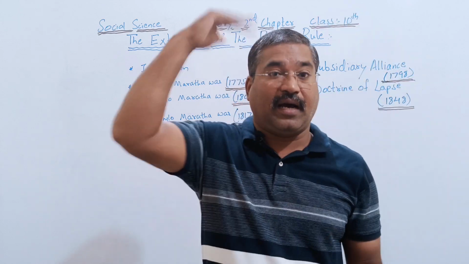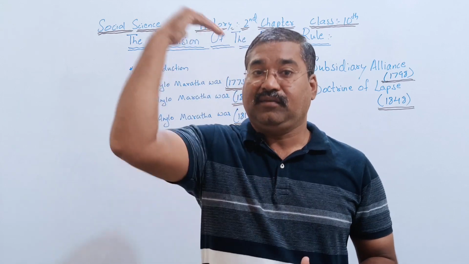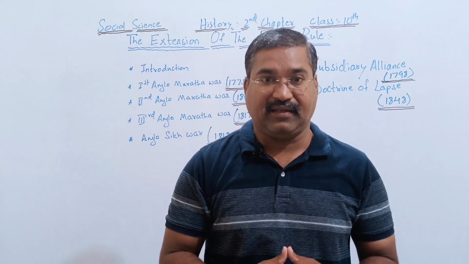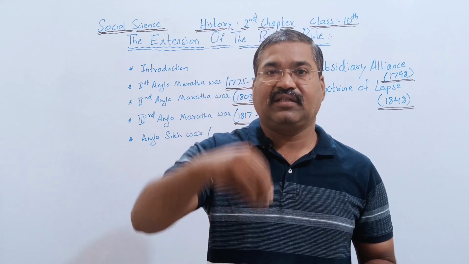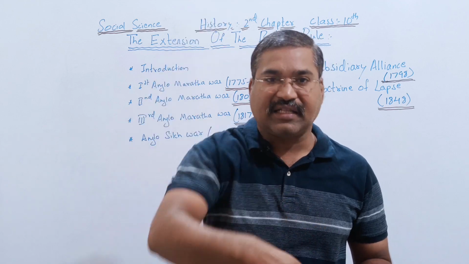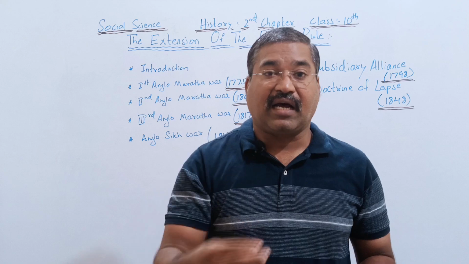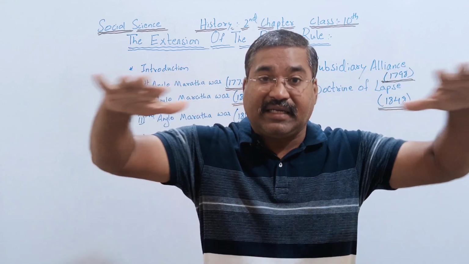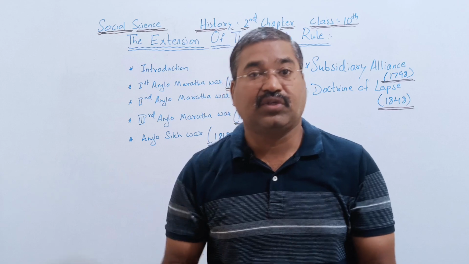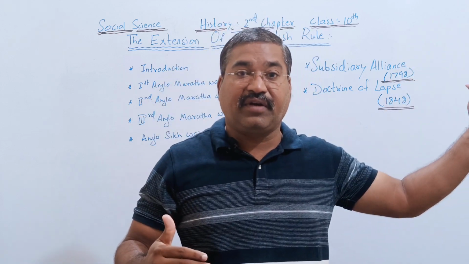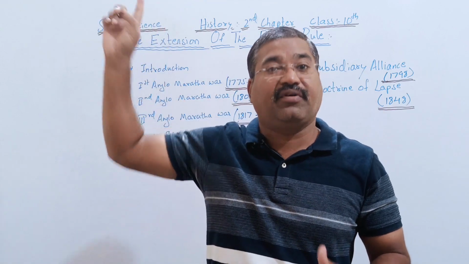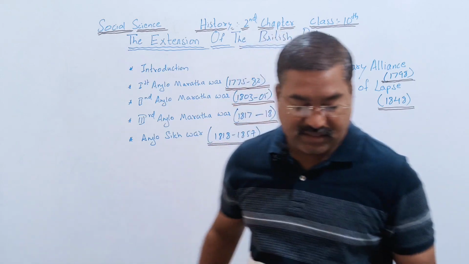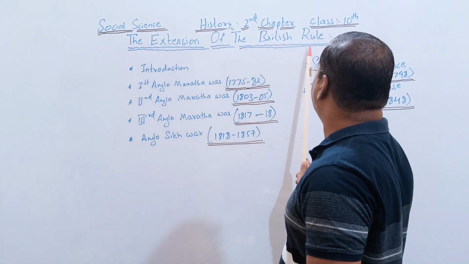In the northern part, after moving towards Bengal, attention turned to the territory called Punjab, the Sikh territory. In this chapter, we will learn how the Sikh territory fell into the hands of the British, how the Marathas lost to the British, and how the British expanded their empire from the south up to the western part of India and towards the northern part of India. So let us learn all these things in our topic, Extension of the British Rule in India.